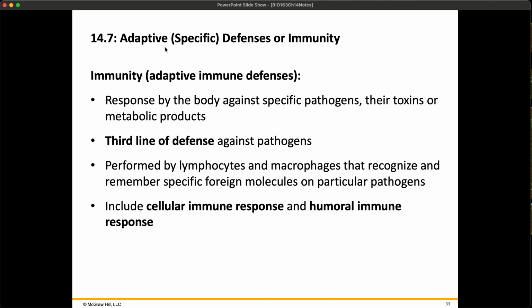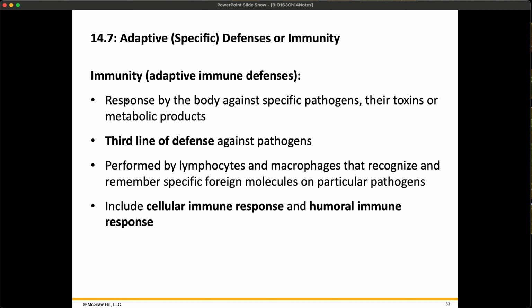Okay, now let's look at the adaptive immune system, the specific immune system. Whereas the innate immune system, like I said, was just very general against all kinds of pathogens, and everybody is going to have, for the most part, the same innate immune system, the adaptive immune system is going to be unique to each individual, even though the overall structure is the same.